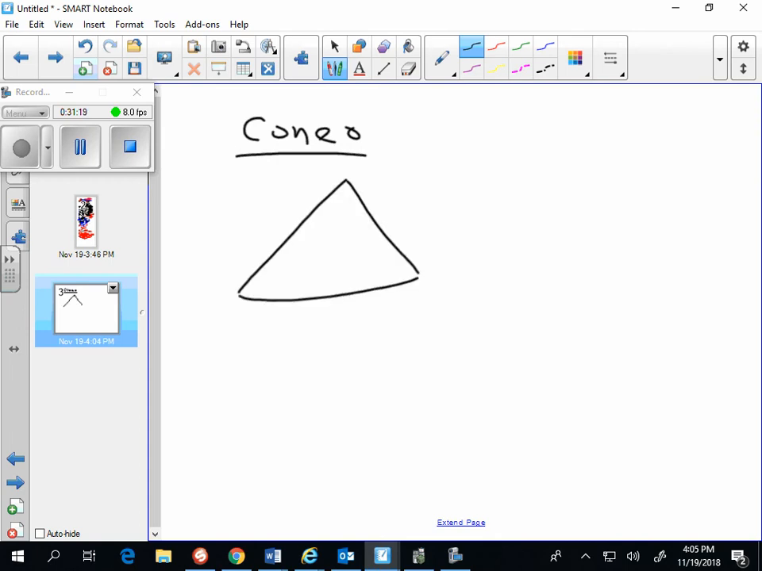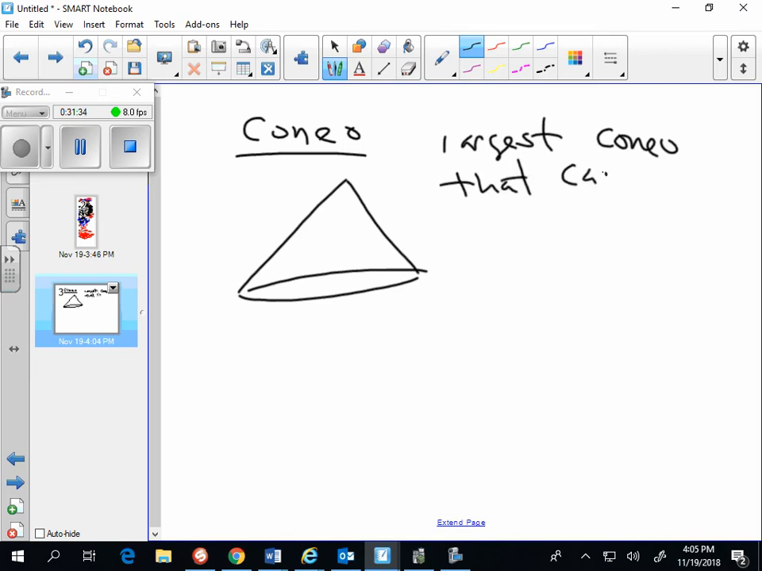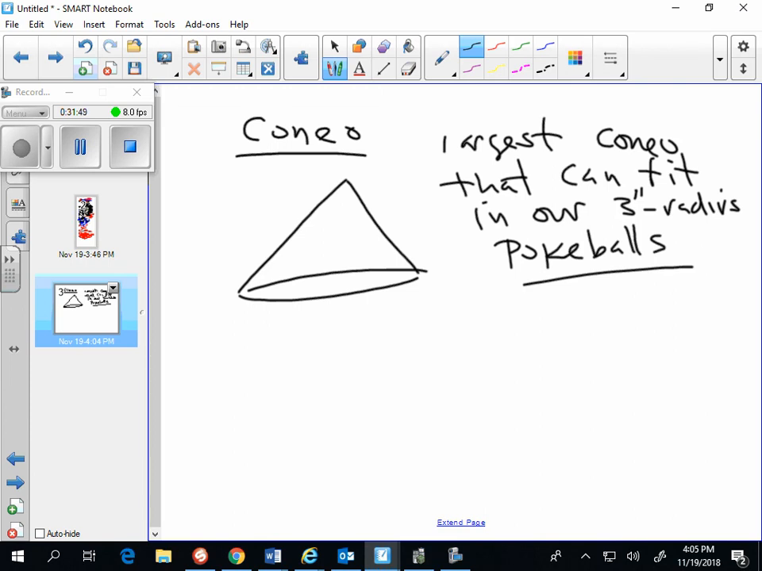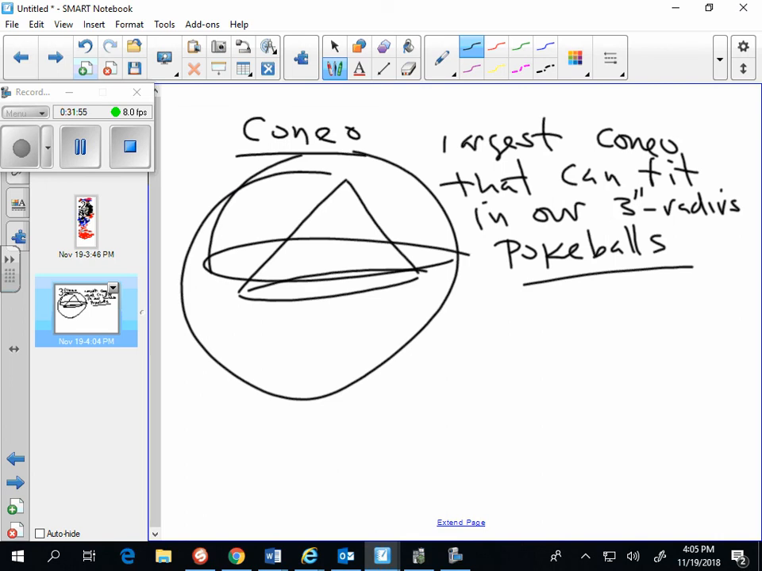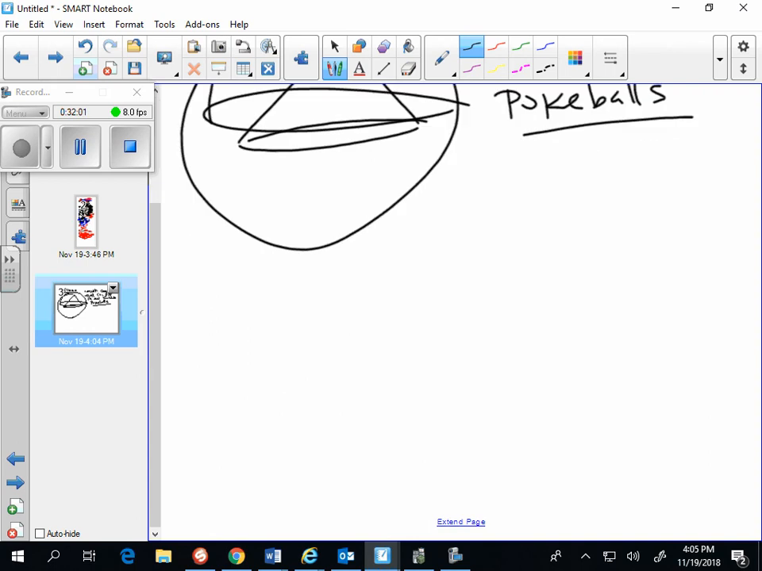Conio is a sedentary cone-shaped Pokemon, and we're trying to figure out the largest conio that can fit in our 3-inch radius Pokeballs. Okay, so I'm trying to shove that inside of that. Now, clearly I can make a conio that's bigger than this one. So how big is the biggest one I can make?